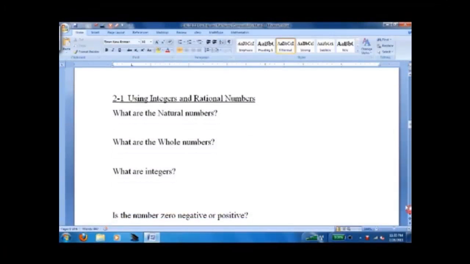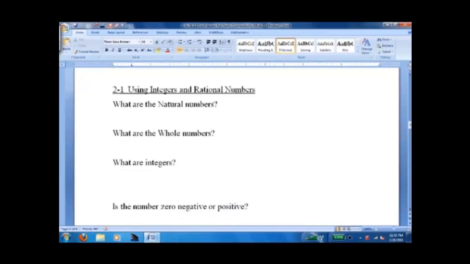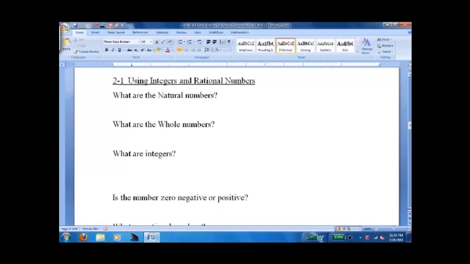Alright, this is the unit called the real numbers. So we're going to build up to that. And we start with how to use integers and rational numbers. We'll talk about both of those, but let's back up a little bit. What are the natural numbers? Well, the way to remember that is how do you naturally count? And when you naturally count, you go 1, 2, 3, 4, so on and so on.